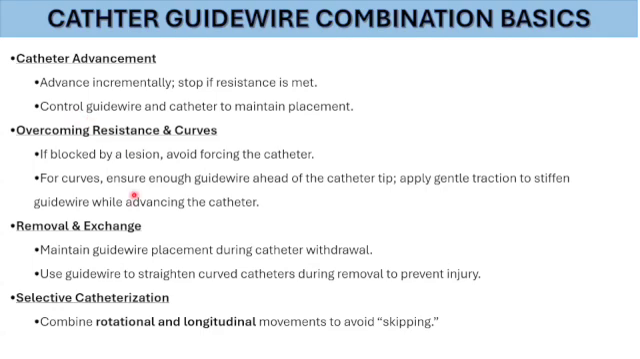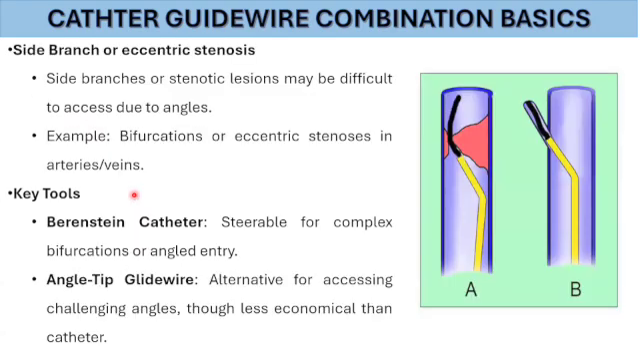Now it can be used for removal and exchange. Exchange I already told you, if we want to exchange a guide wire from a softer to a stiffer one, and selective catheterization. Selective catheterization means if there is an eccentric thrombus or there is a side branch, in that case we will need an angled catheter. Angled catheters, as we discussed, are Bernstein, which is also known as Kumpe, and JR, the Judkins right catheter in cardiology. Bernstein and JR are the angled catheters.